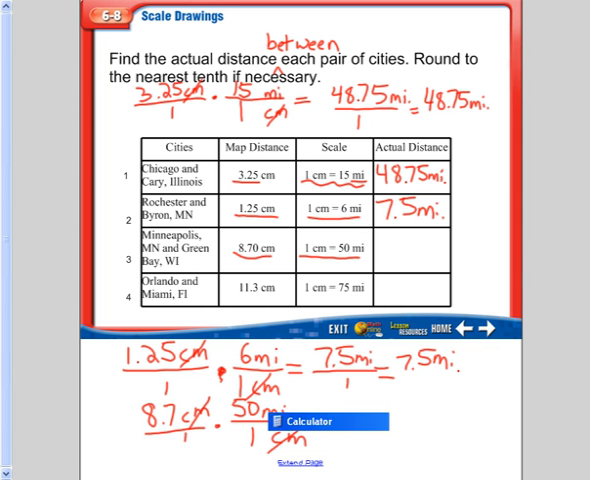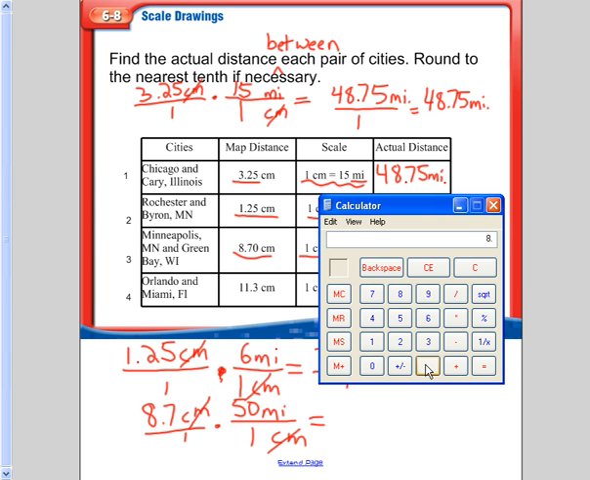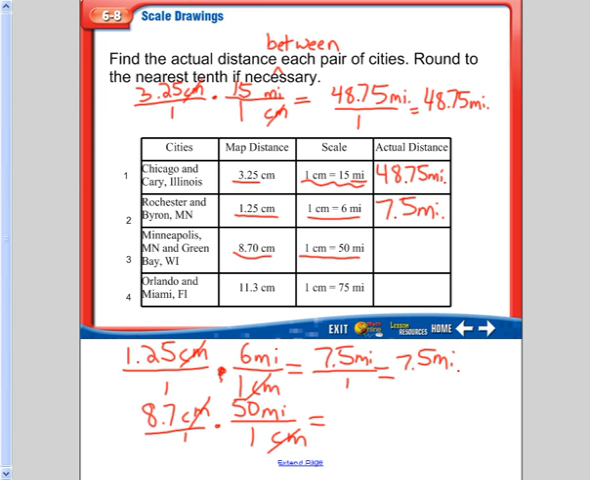So now I have 8.7 times 50. Do the math here on our calculator. I got 435. So we've got 435 miles over 1, which is 435.